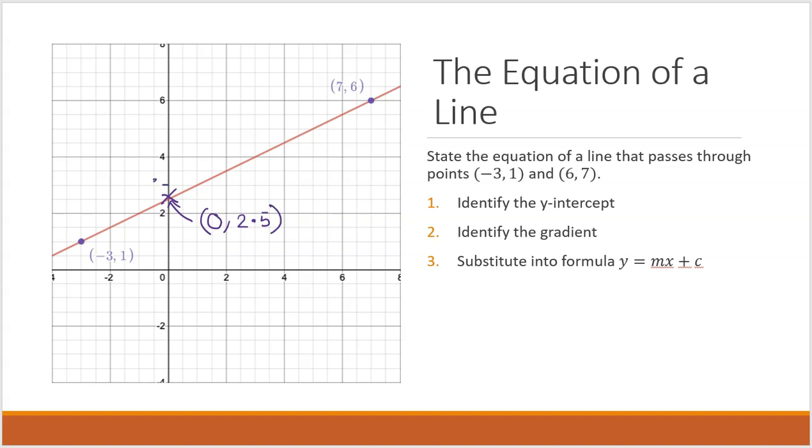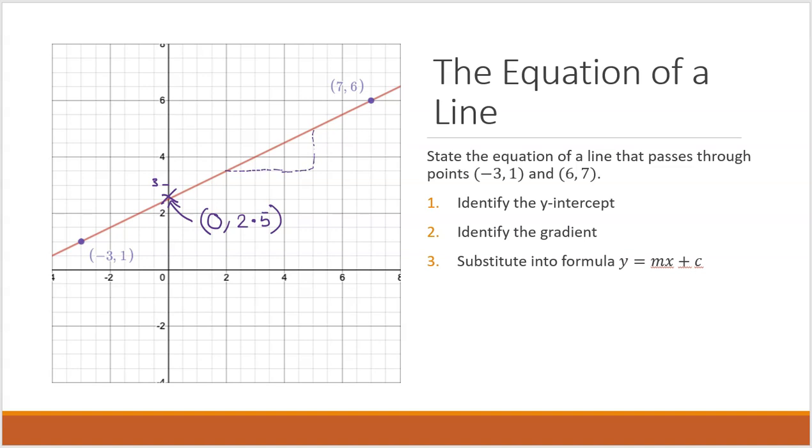So positive 3 is there, and this line crosses midway between 2 and 3, so it's 2.5. And now our gradient, if I pick 2 points of the line, and we do the rise over the run, so I'll pick this point here because it touches the grid exactly. Let's keep going across, and we'll do this one here. So it looks nice and easy to measure.